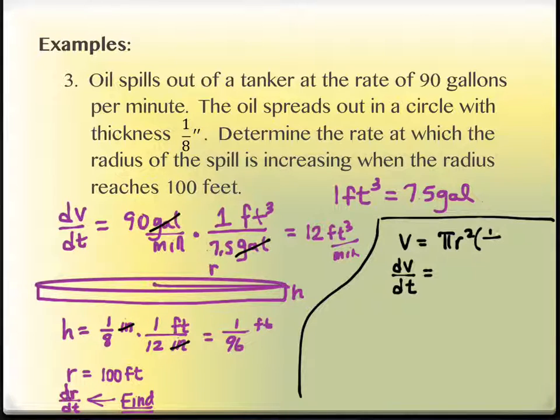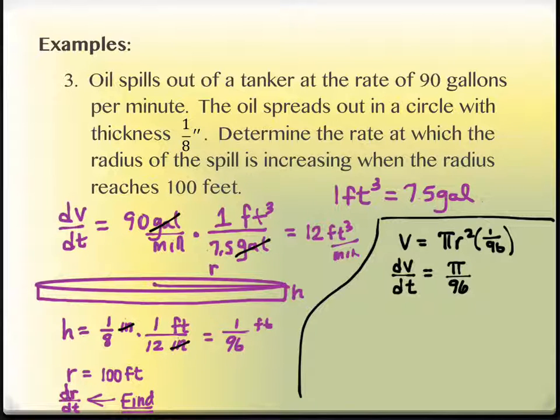1/8 inch, 1/96, wasn't it? Feet, because we put it in feet. So if it helps you to see it in there right now, that's a good idea to put it there. So I only have to do the derivative of the r squared. The pi is going to stay. The 96 on the denominator is going to stay.